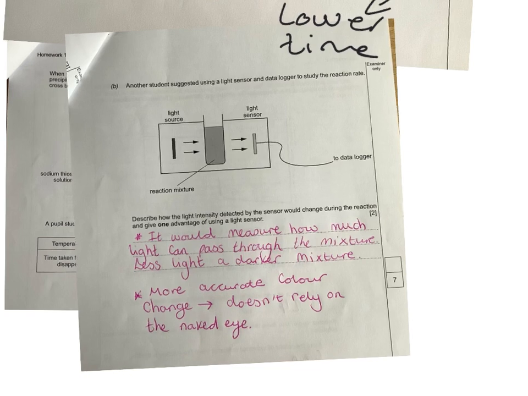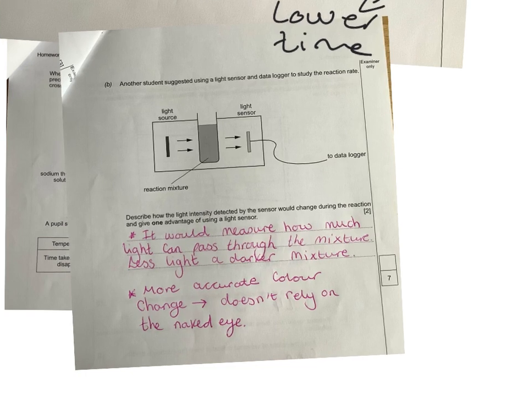Which is a bit confusing because the graph is not technically wrong, but it looks the wrong way around. Then it goes on to say, another student suggested using a light sensor and a data logger to study the reaction times. Describe one advantage of using the light sensor. It would measure how much light can pass through the mixture, less light, a darker mixture, so it would be more accurate on the colour change. It doesn't just rely on the naked eye.